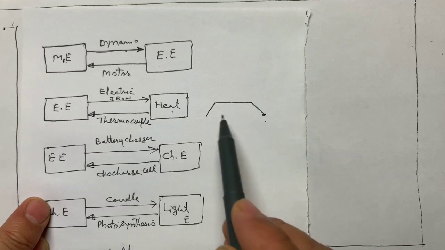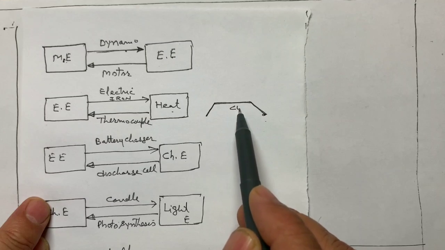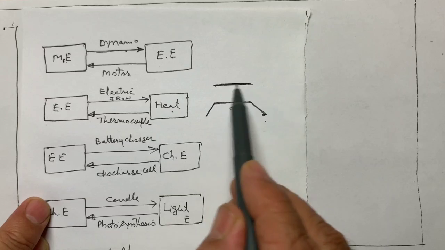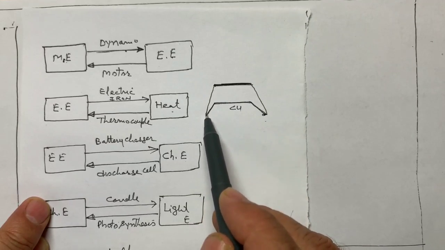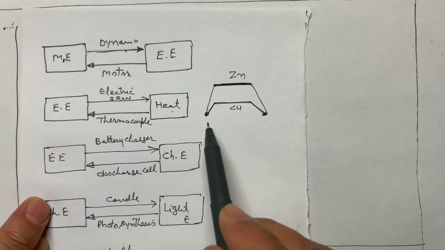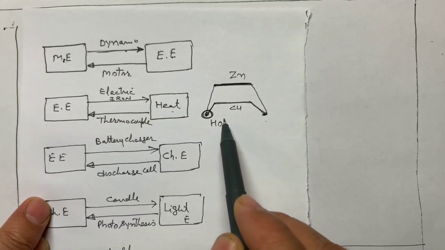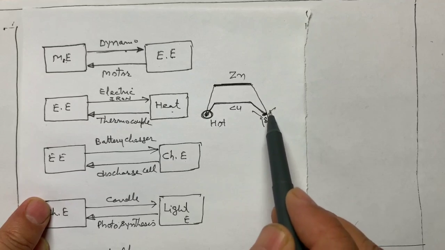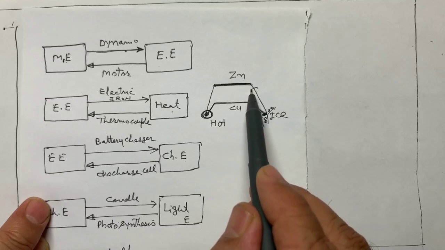Suppose this is one wire, say wire of copper. This is another wire. This is another wire of, say, zinc. These are the junctions. If this junction is kept hot and this junction is kept cold, kept in ice, then electricity starts to flow.